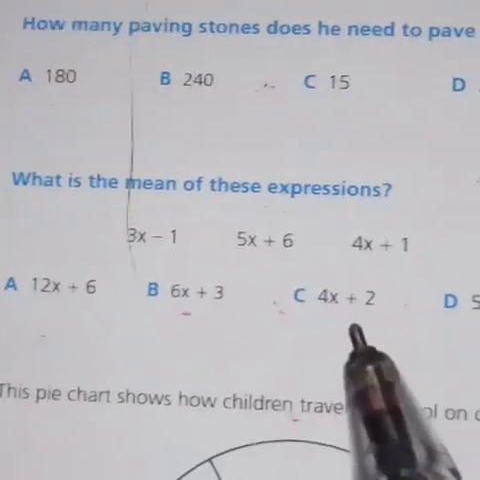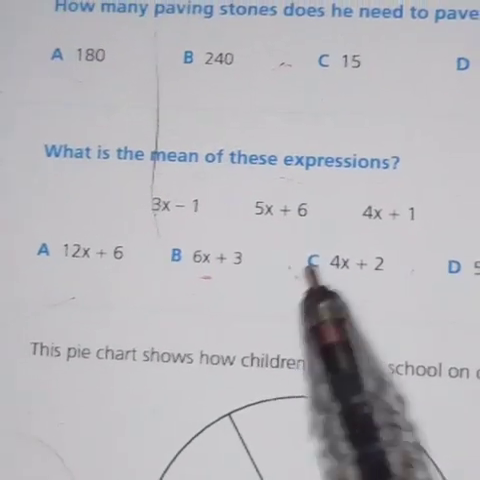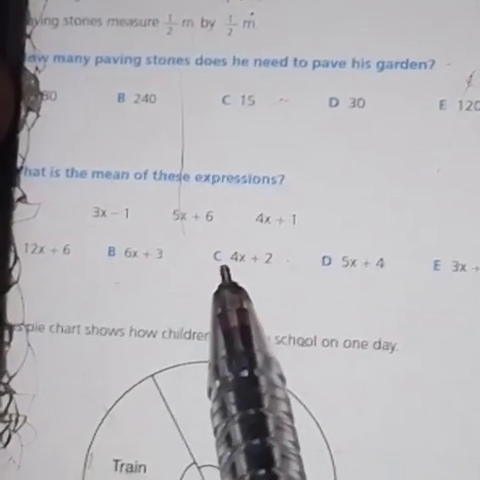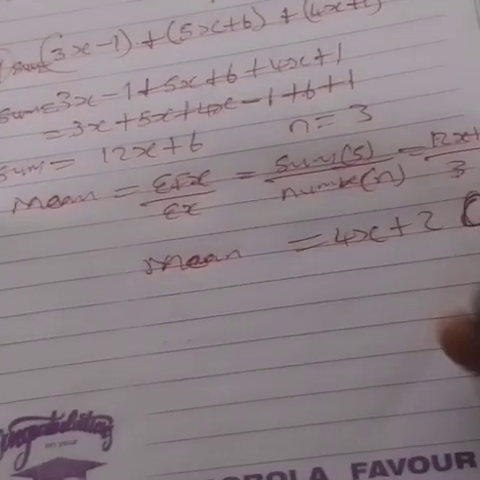Let's check what the option is. We look, that's 4x plus 2. As you can see, that's option C. We have different options, so you just have to be careful to pick the right answer. So the answer is C. So we have C to be our answer.